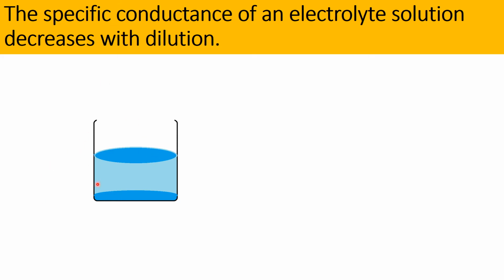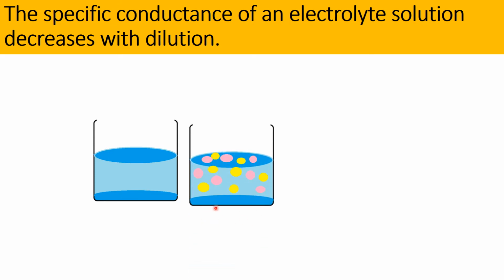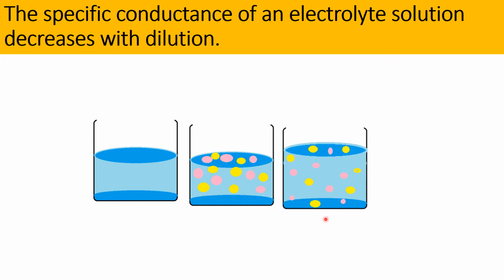You can see here an aqueous solution is taken. If we add 1 mole of sodium chloride to this solution, the ions dissociate in such a way that it is a more concentrated solution, so the ions are more closer due to interionic attraction. If we dilute the solution, that means we add more water to this solution, but it contains the same 1 mole of electrolyte. So on dilution, the specific conductivity of the electrolyte solution decreases.